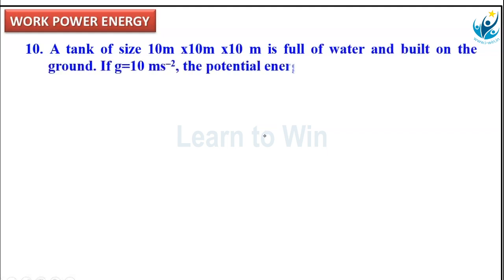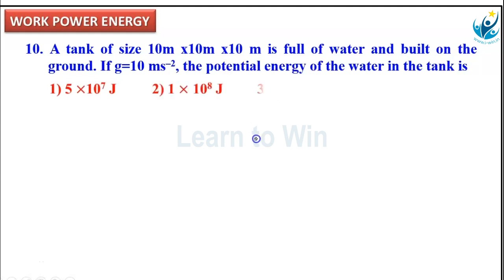Now let's do problems based on potential energy. The question is, a tank of size 10 meter into 10 meter into 10 meter is full of water and built on the ground. If g is 10 meter per second square, find the potential energy of the water in the tank. What is the volume occupied by the water here? 10 meter into 10 meter into 10 meter, 1000 meter cube. This 1000 meter cube volume is filled with water. Then the density of water we know in SI system is 1000 kg per meter cube.